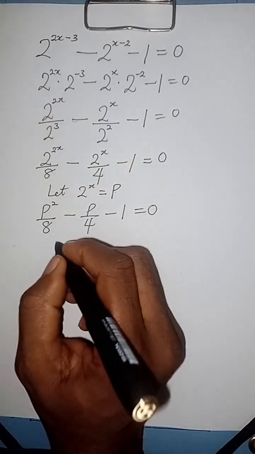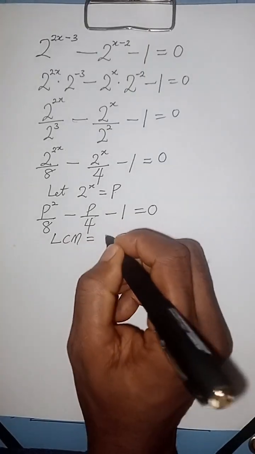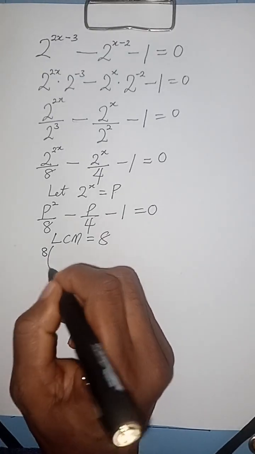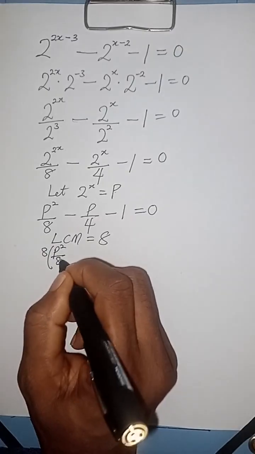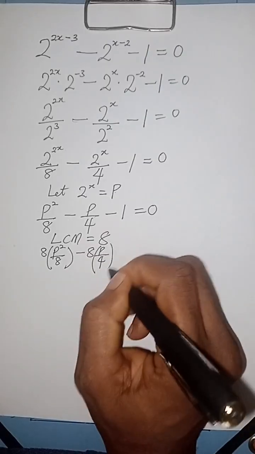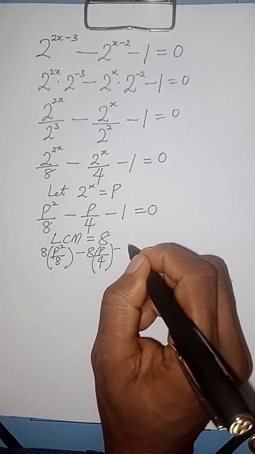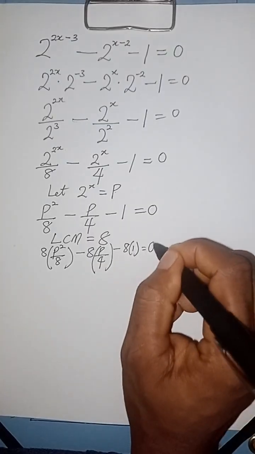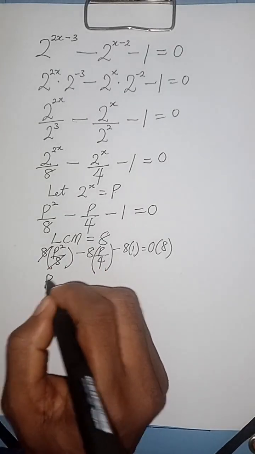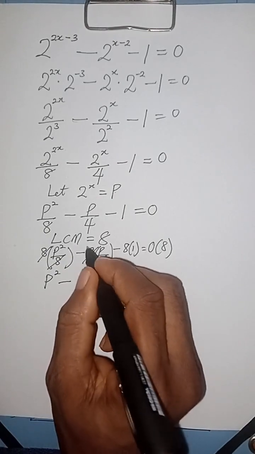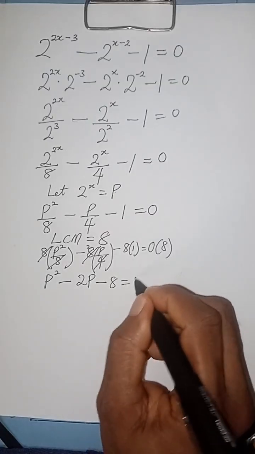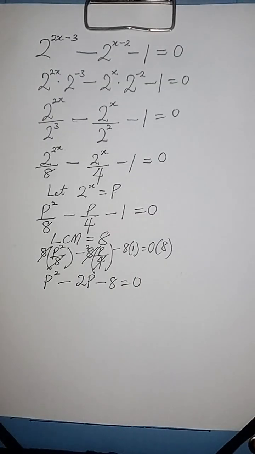The next thing is to look for the LCM, which is 8. Then you multiply through by the LCM. If you do that, it's going to be 8 multiplied by p squared divided by 8, minus 8 multiplied by p divided by 4, minus 8 multiplied by 1, equal to 0 multiplied by 8. So if you do that, you'll be left with p squared. If you divide this, it's going to be 2p, minus 8 equal to 0. So you have a quadratic equation.